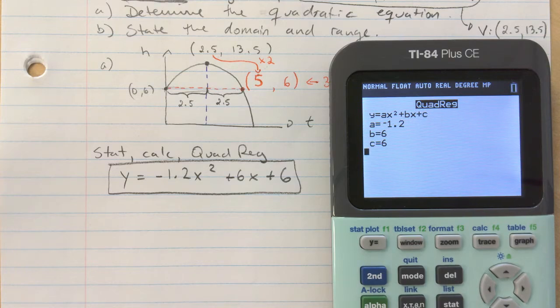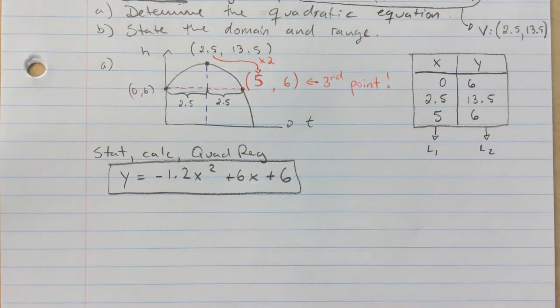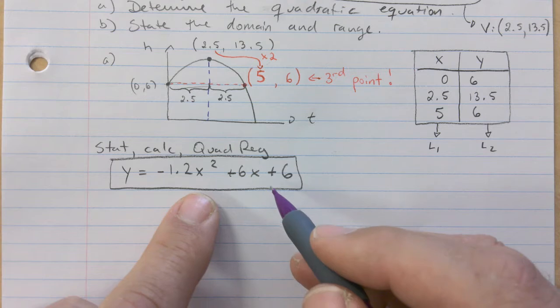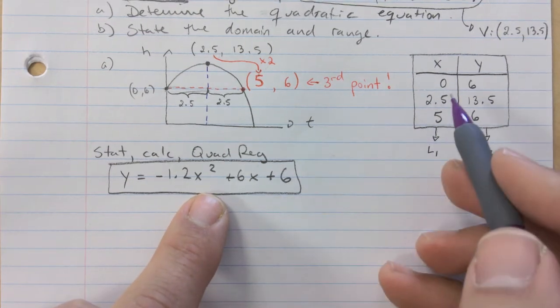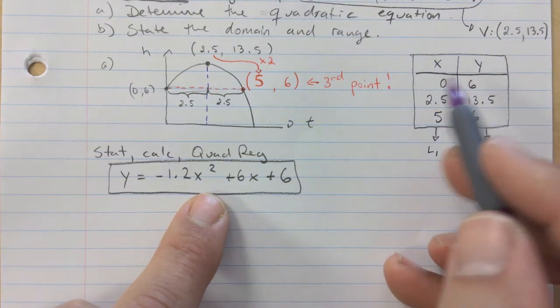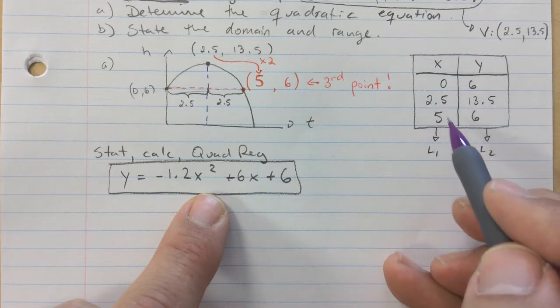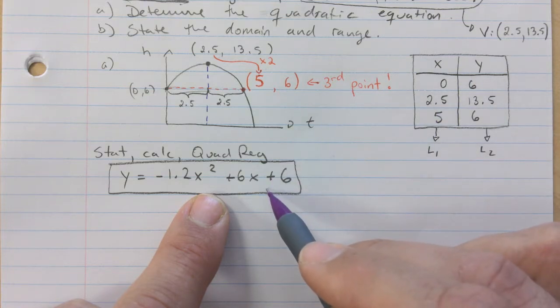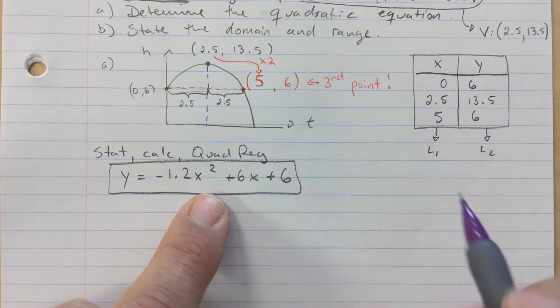Keystrokes, and you give me the equation. This would definitely not be 1 mark, right? This would be one mark for coming up with the 3 points somehow and coming up with the equation. Okay, so you gotta watch out for that.